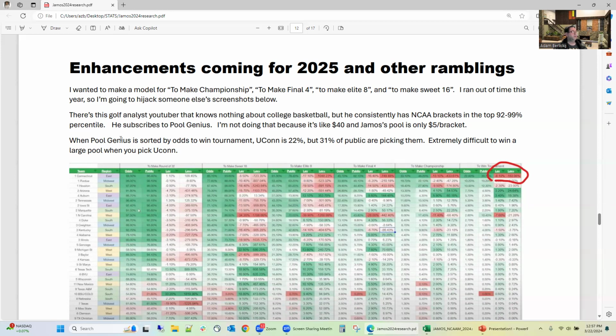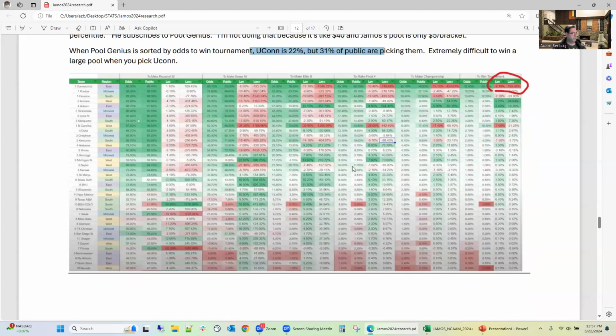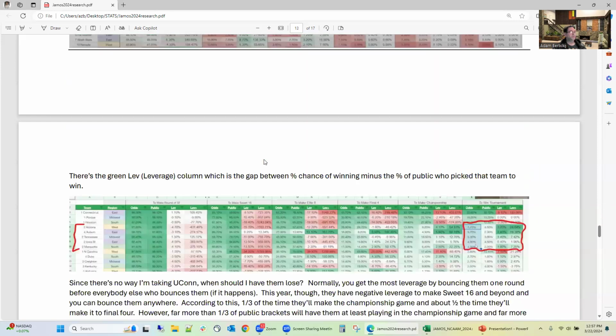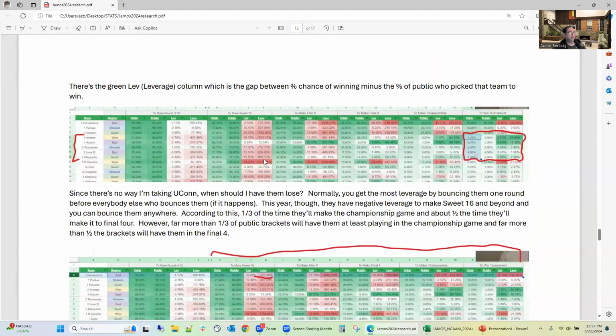But here's the thing I want to talk about with UConn. Remember, 22% chance of winning the tournament, but 31% of people picking them. Look at to win the tournament. This is a screen grab from a paid site called Pool Genius. Negative leverage to win the tournament. And let me show you some other screen grabs. I took these from a YouTuber who's like a golf analyst that knows nothing about basketball, but his brackets are always in the top 95% because when you follow one of these models, you don't need to even watch any basketball. You're basically trusting that Vegas knows better than your friends.